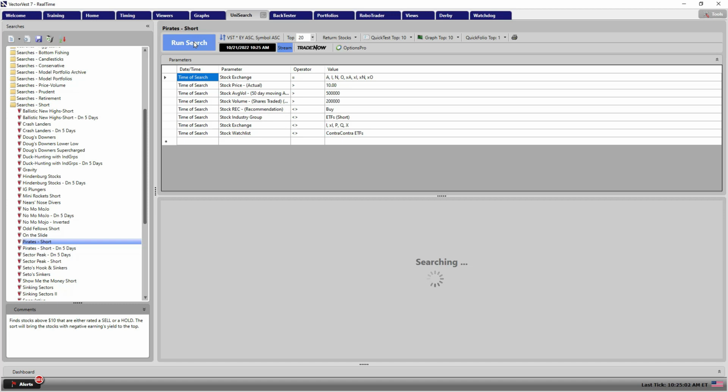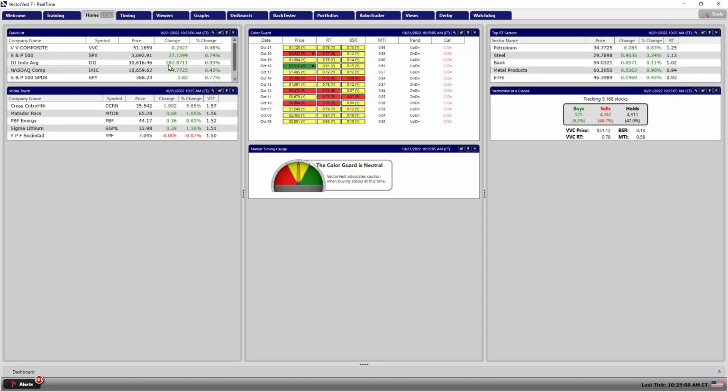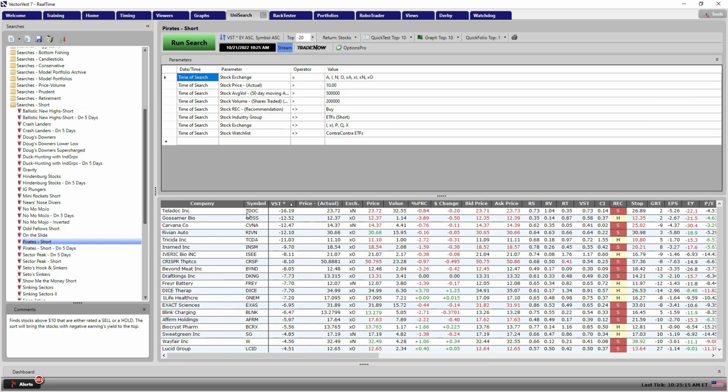So as of today, I'm doing this presentation, I'm doing the recording on Friday morning, and as you can see, the market is actually up today, so that might limit the number of opportunities we get, but let's take a look at what we're bringing up here. We've got stocks like Teladoc, Gossamer, Carvana, Rivian. Well, let's take a look at some of the graphs.